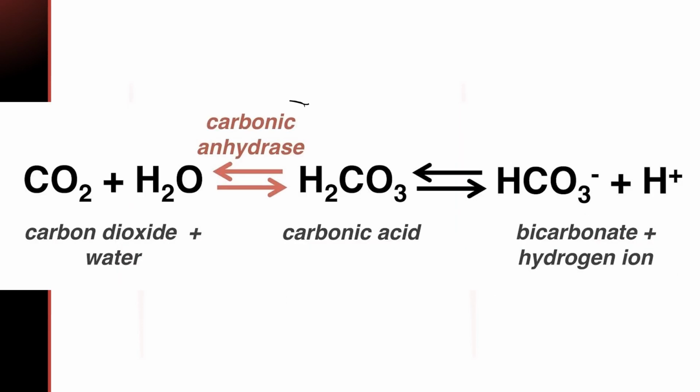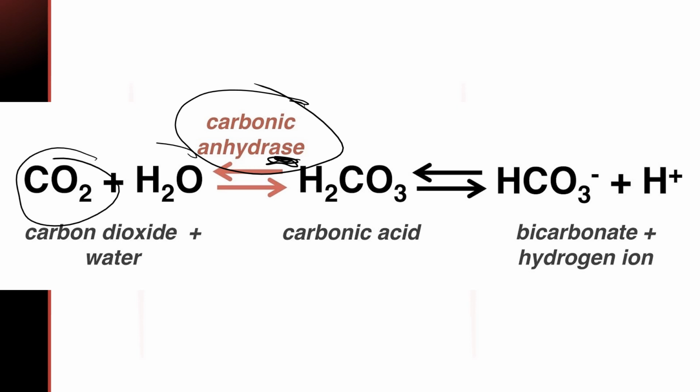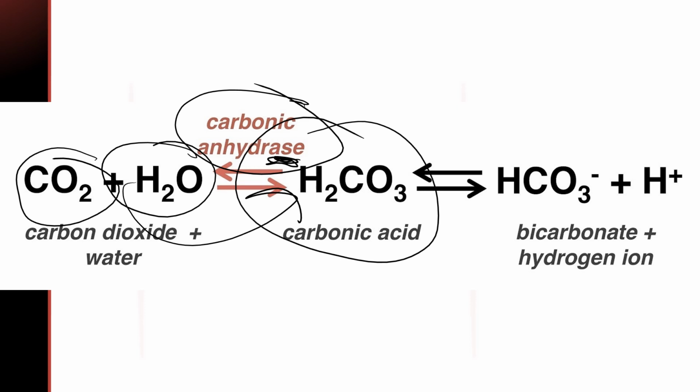So what carbonic anhydrase, which is an enzyme, right? ASE means it's an enzyme. What carbonic anhydrase does, this is an enzyme that exists inside of erythrocytes, red blood cells. Carbonic anhydrase takes carbon dioxide and water and combines them and forms what's called carbonic acid. Carbonic anhydrase is an enzyme that exists inside of red blood cells and essentially creates carbonic acid out of carbon dioxide by combining the CO2 with water.